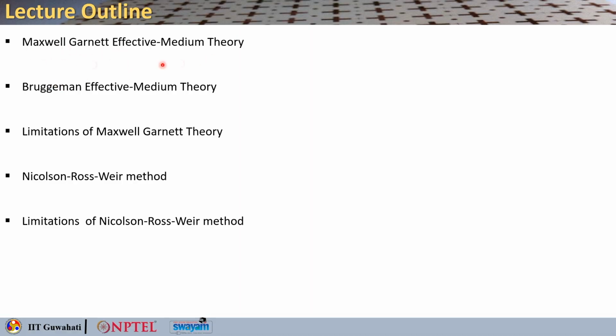and Nicolson-Ross-Weir method. So here will be the lecture outline. As I mentioned, we will complete this derivation. We will look into the equations for Bregman effective medium theory. We will discuss the limitations of the Maxwell-Garnett theory. We will introduce another interesting method of Nicolson-Ross-Weir, and we will see the application areas where you can use this method and what are the limitations associated.